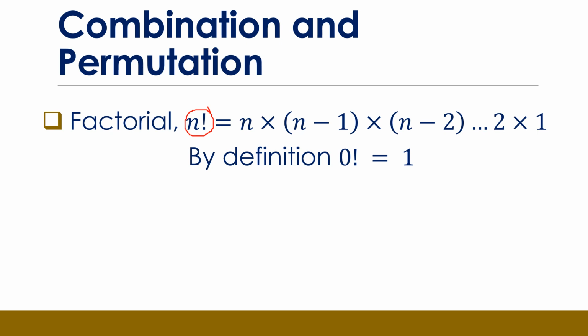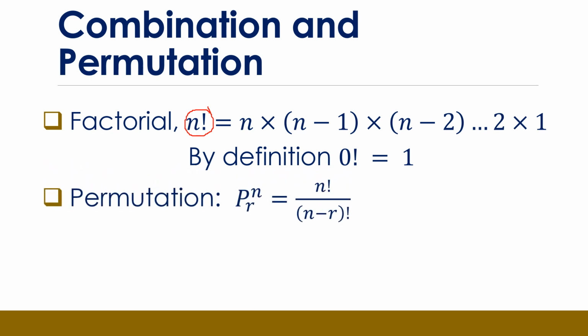The number of ways of arranging r distinct objects with no repetition drawn from a set of n distinct objects is given by n permutation r. Now, you have to be careful with the denominator there. N minus r factorial is actually not equal to n factorial minus r factorial, which means that the factorial operator is not distributive.